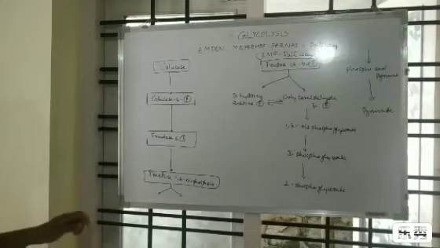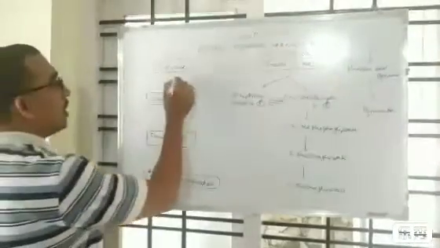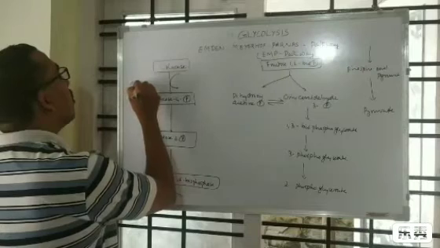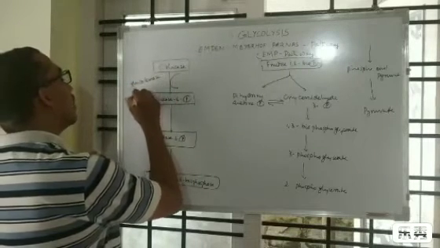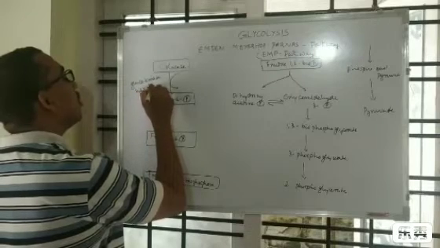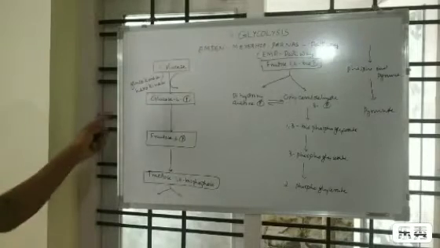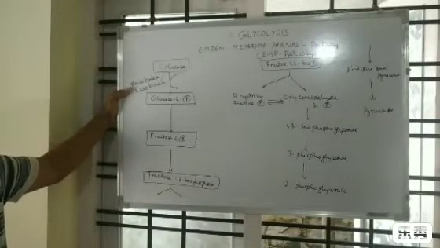So first, the conversion of glucose to glucose 6-phosphate. It is catalyzed by the enzyme glucokinase or enzyme hexokinase. These are isoenzymes, glucokinase or hexokinase. Glucokinase is otherwise known as hexokinase 4.